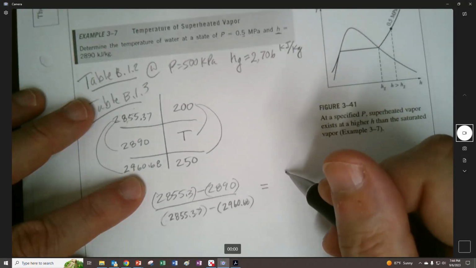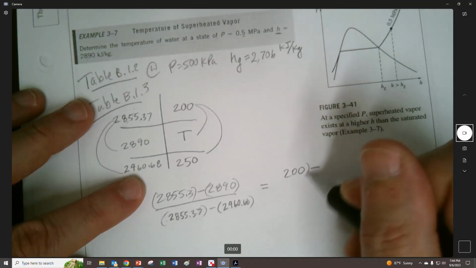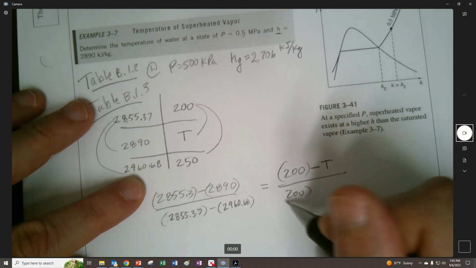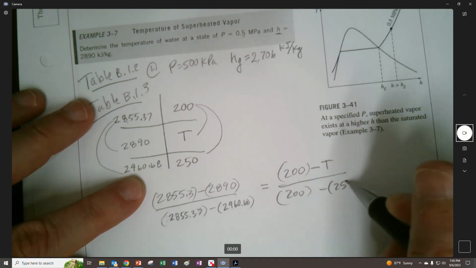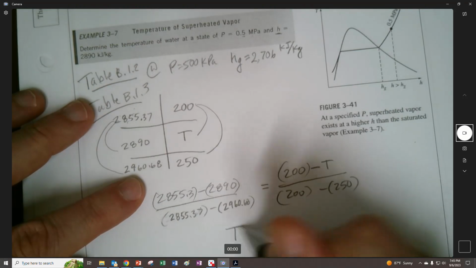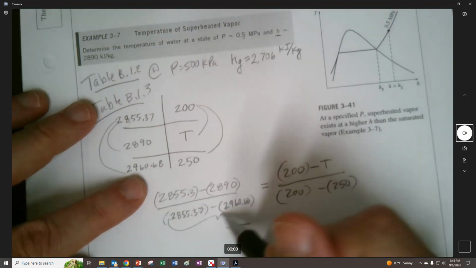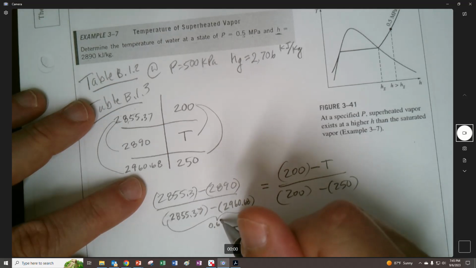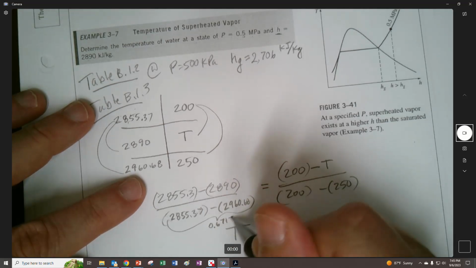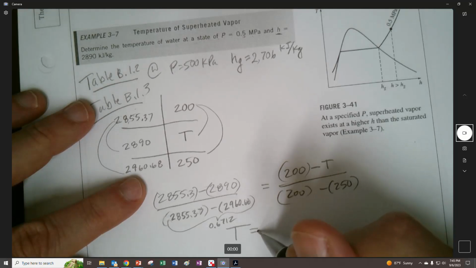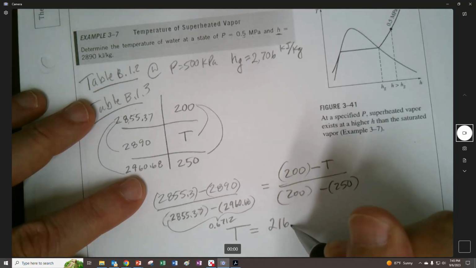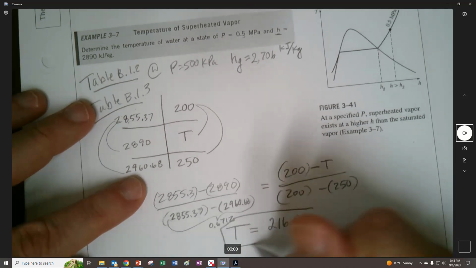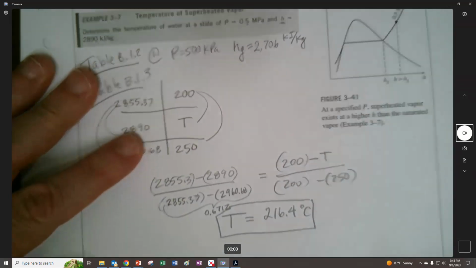And that's going to be equal to 200 minus T divided by 200 minus 250. And if you wanted to know this right here, I usually write it down, but not always, 0.6712. And the answer comes out to be 216.4 degrees Celsius. And boxed right in there.